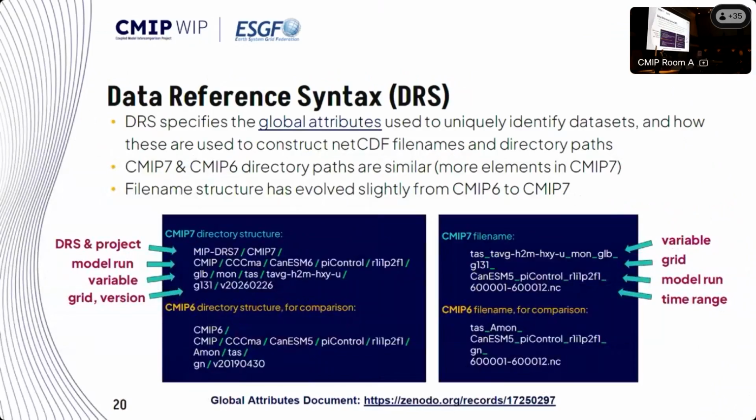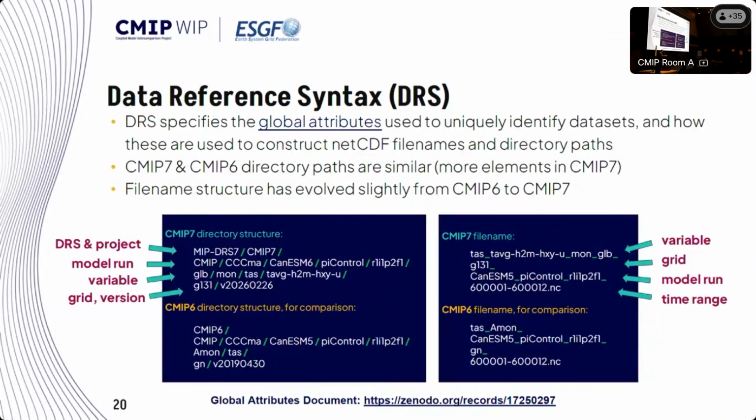And then finally here, I just want to point out the DRS, the data reference syntax. So this basically refers to how attributes are used to uniquely identify a data set, and they are used in the construction of file names and directory names. And the purpose of this slide is just to point out how this is a slight evolution from CMIP 6, but there's actually not a whole lot that's different.